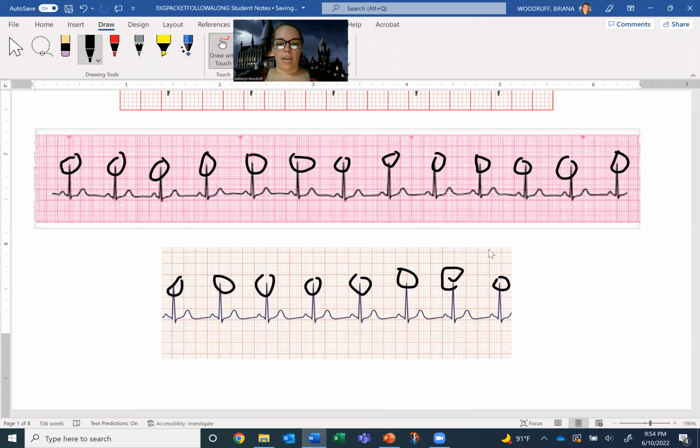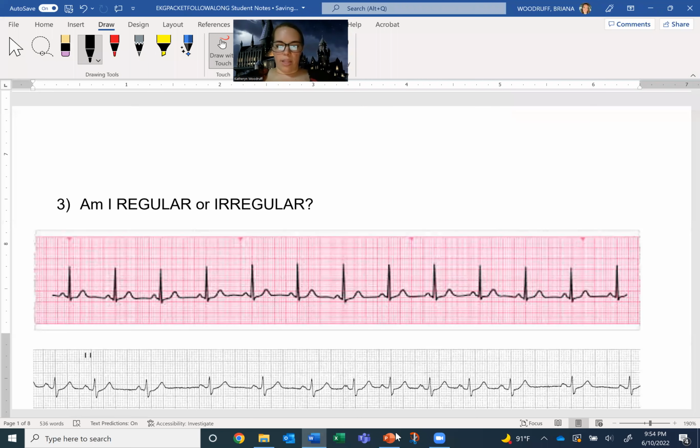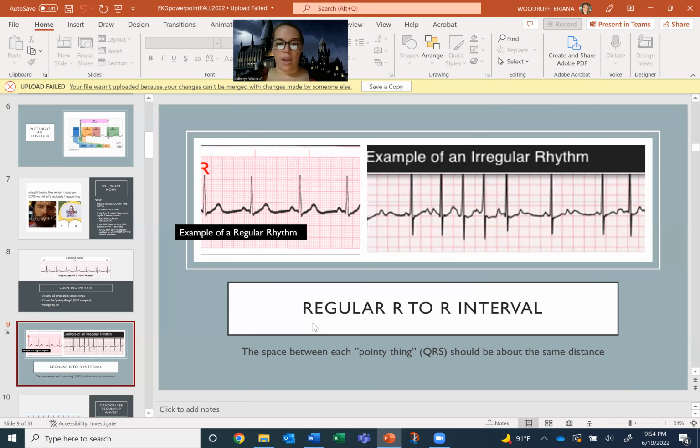So the next step, and I'm going to scroll down here to get ready, is to look, is it regular or not? We need to see if the space between the pointy things is about the same distance. So this is talking about the space here. This is a regular rhythm, and this is an irregular rhythm, because look at the distance here, how it's kind of long, medium, short, short, short, longer, longer, medium, like it's all over the place.